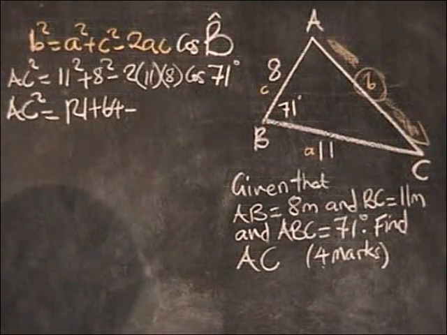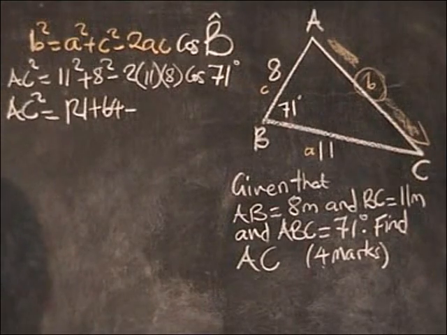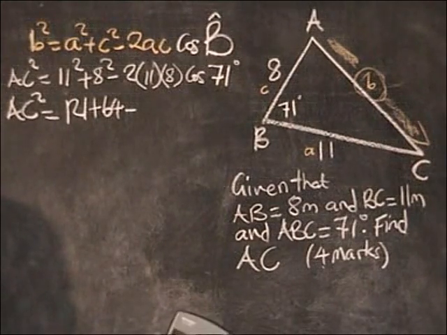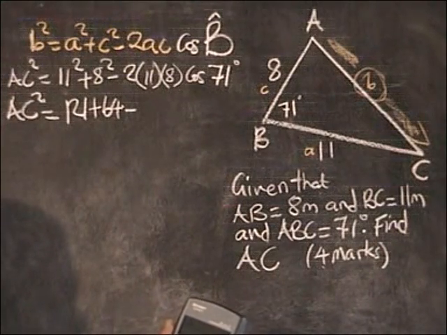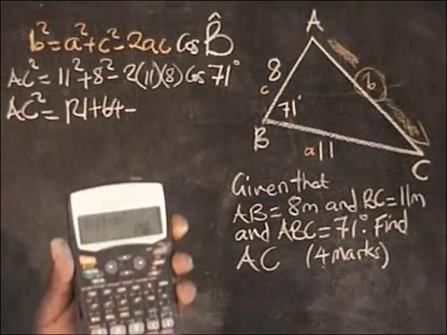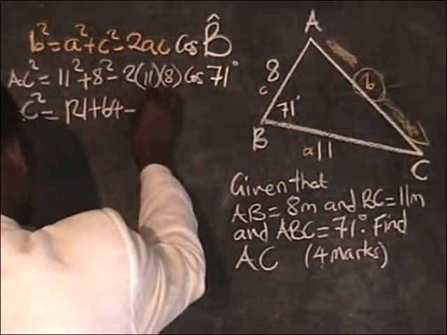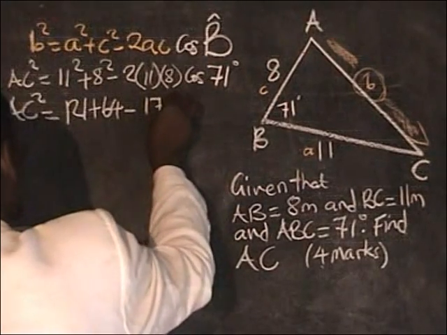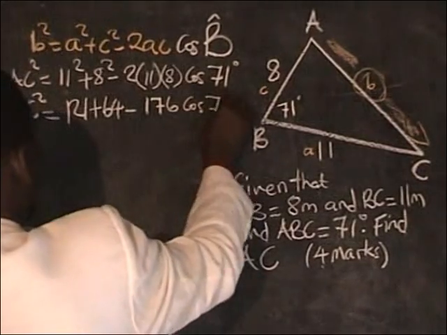When you multiply 2 by 11 by 8, then you get 176. So this 176 should be transferred there, 176, then you connect cosine 71.